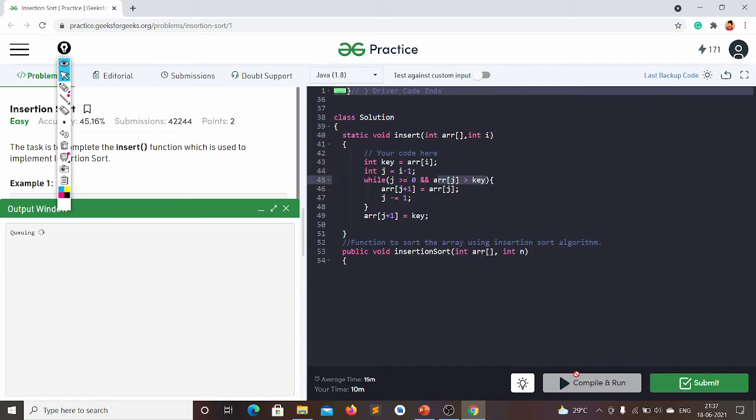So let's compile this code. It's compiled. So let's submit. Okay, it's the correct answer. Okay, let's trace the code.